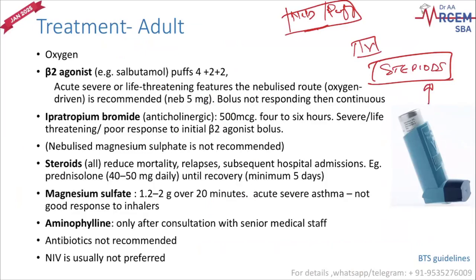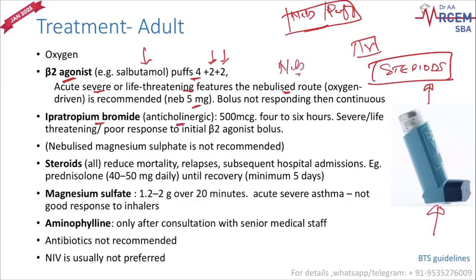Coming to the nebulization, initially in a moderate acute severe asthma, usually we go ahead and give some puffs. Ask them to take around 4 puffs, then add another two. In acute severe or life-threatening asthma, we'll change the route or change the delivery device to nebulization. The preferred nebulization drug is salbutamol, which is a beta-2 agonist. The dose is 5 mg. You can give back-to-back doses if the patient is not responding. There is no upper limit.